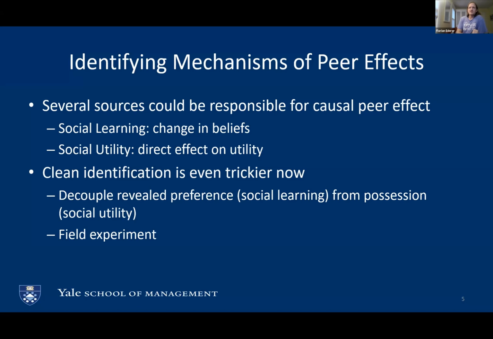What is important for the social utility, the direct effect on my utility, is that they possess this. It's not that they wanted it, but somehow they possess it. So if I randomly allocated it to them, the social utility channel would be switched on, but the social learning channel wouldn't be. On the other hand, if they want it but don't have it, only the social learning channel is switched on, but the social utility channel isn't.